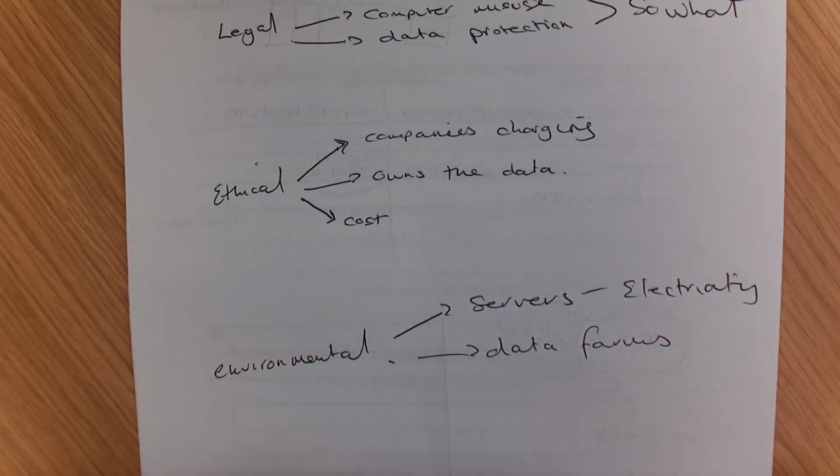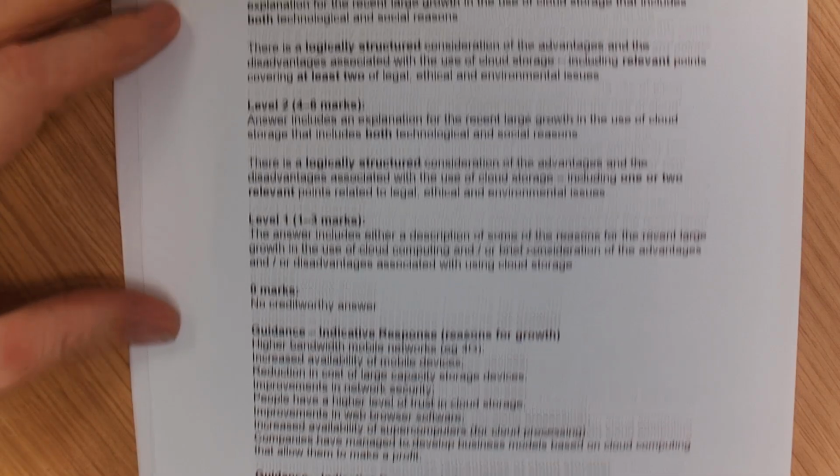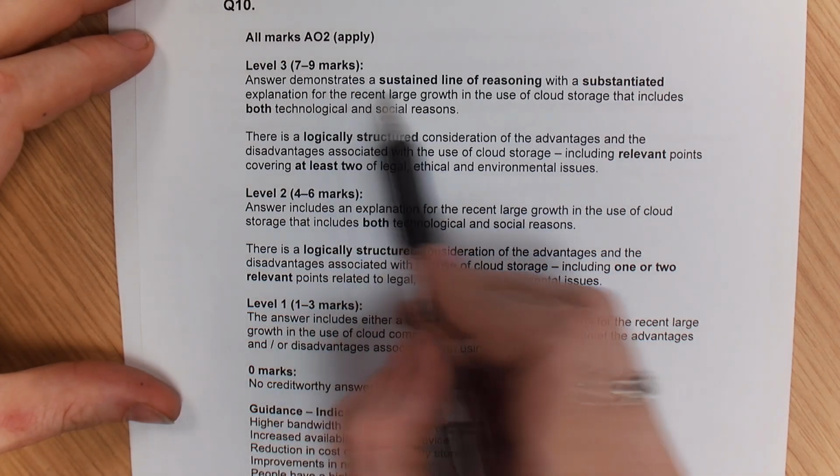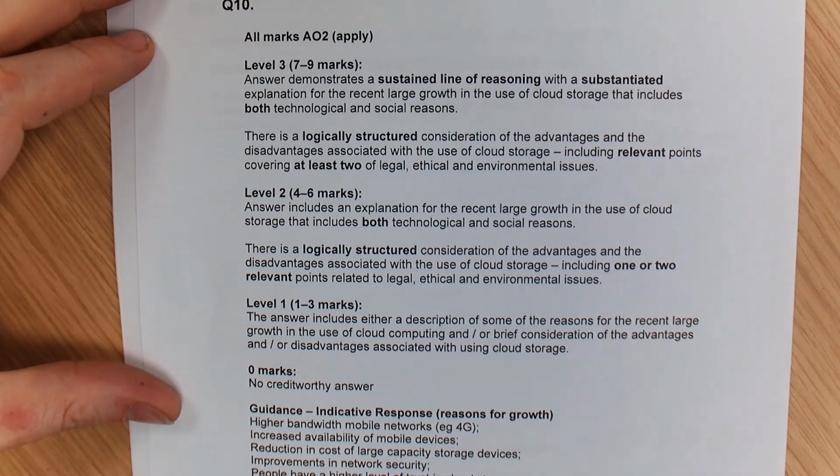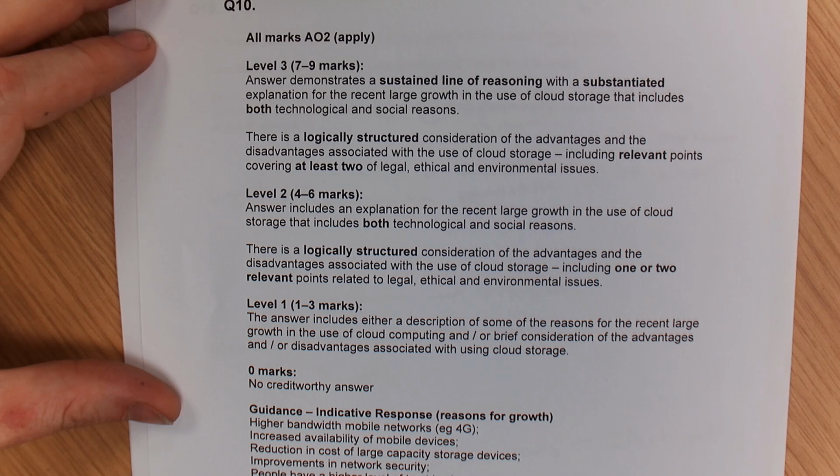Now in terms of the marks, to get 7 to 9 marks, there should be a line of reasoning. That means it makes sense. You don't just stop and say, "Oh, I could get hacked." That's not a line of reasoning. You've not given me that whole so-what factor.